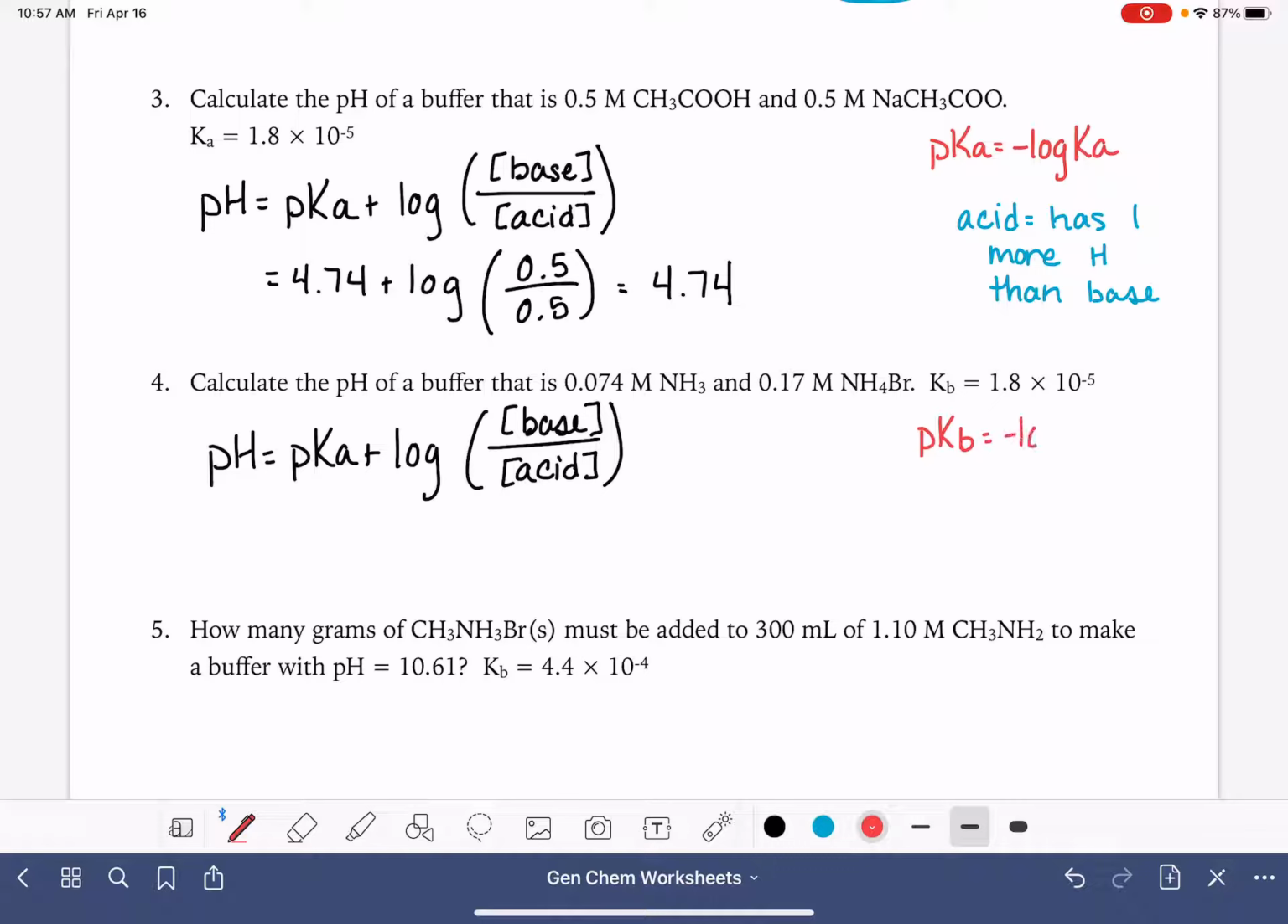The pKb is going to be the negative log of the Kb, and the pKb for this one is going to be the negative log. Well, I think it's exactly the same as the problem up above.